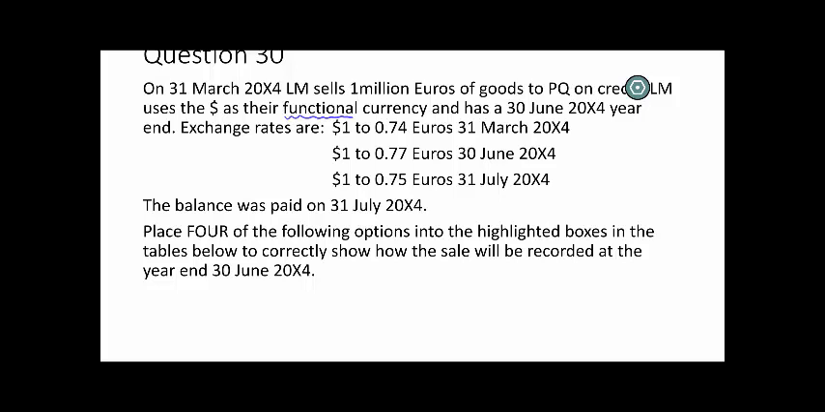So we're then given exchange rates at the date of the initial transaction, 31st of March, at the year end, 30th of June, and also at 31st of July, because it goes on to tell us that the balance for that invoice was actually settled on 31st of July.